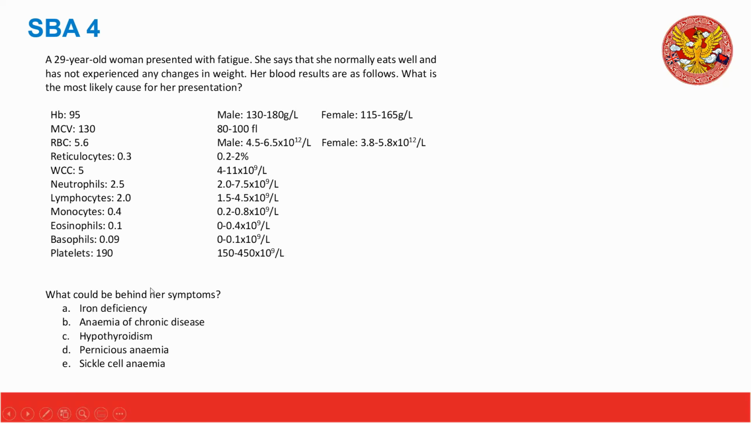So behind the symptoms. Iron deficiency causes a microcytic anemia. Anemia of chronic disease produces a microcytic or a normocytic anemia. Hypothyroidism can present with a macrocytic or a normocytic. Pernicious anemia, which is B12 deficiency, because antibodies are against the intrinsic factor. Intrinsic factor, you need to absorb vitamin B12. So that is very likely a possibility. And sickle cell anemia, which presents with a normocytic anemia.